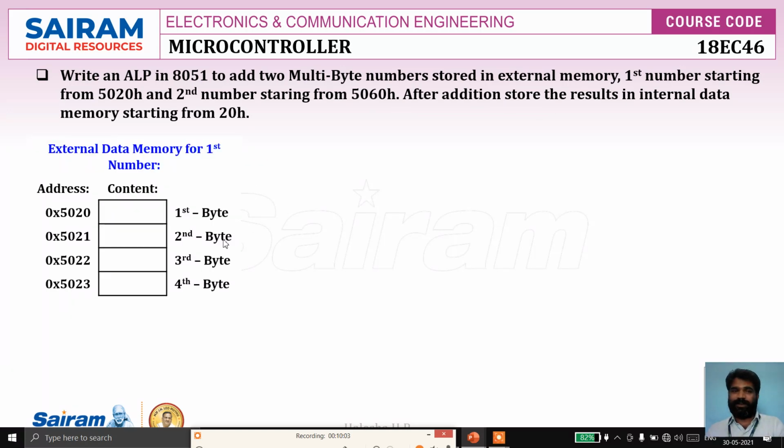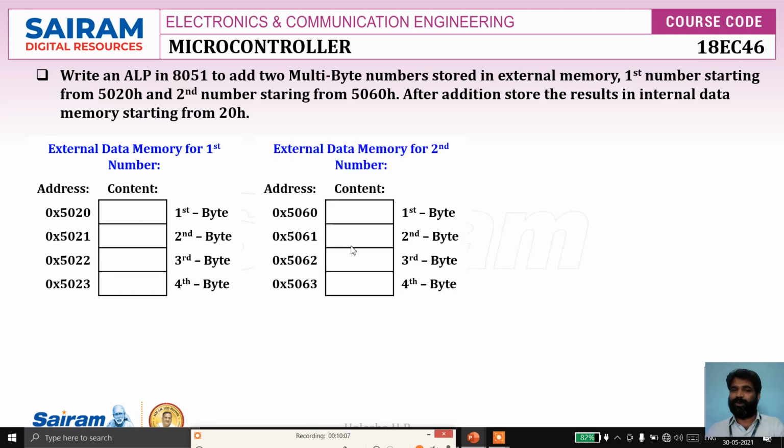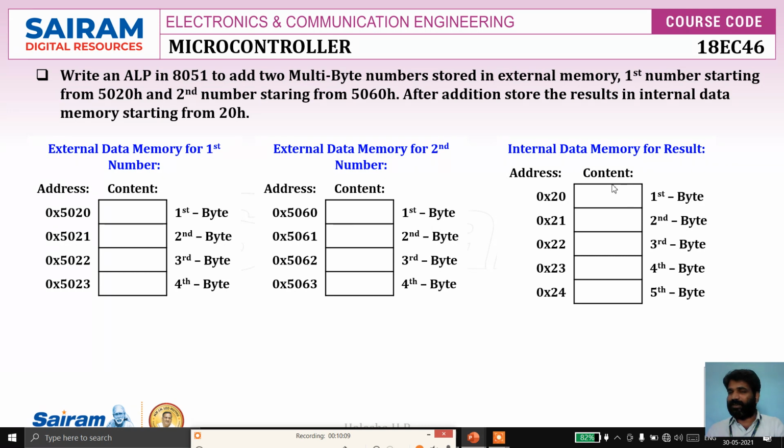So that means this is the memory view for number 1, and this is for number 2, and this is for the result. And observe, if you use indirect addressing mode as we did in the previous case, we need two DPTRs to point to number 1 and number 2, but we have only one DPTR. For the internal memory, only one pointer is required, and we have two pointers, R0 and R1. So how can we do this?